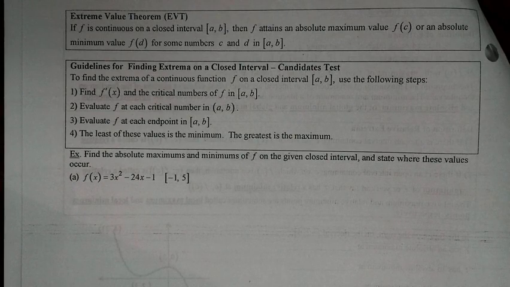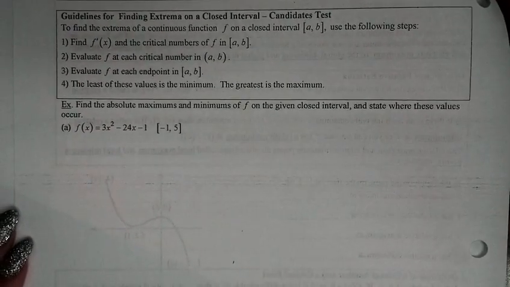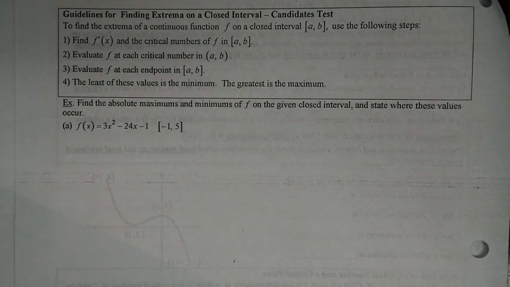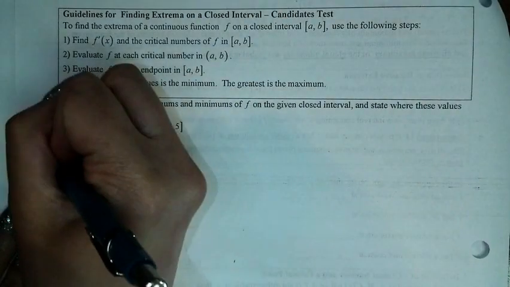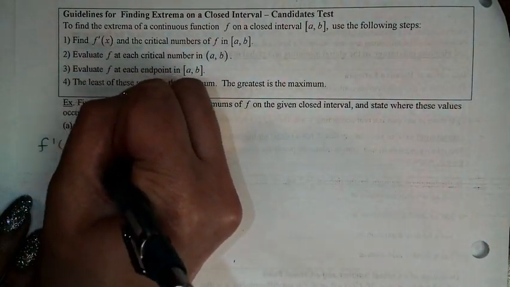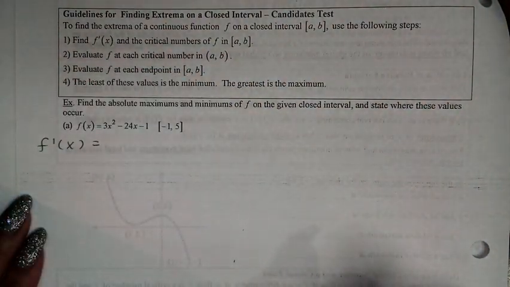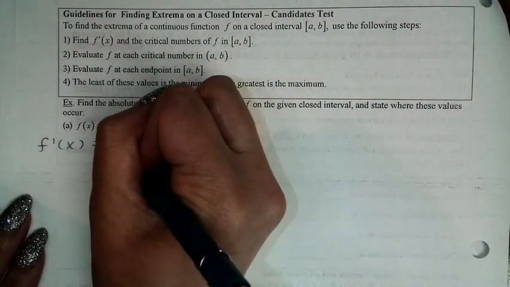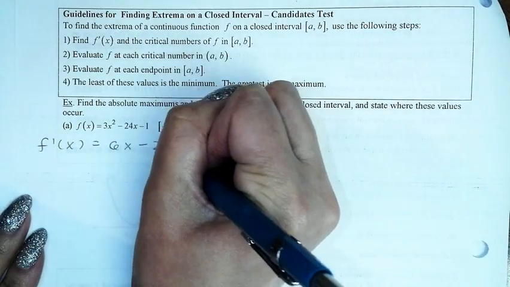So how does it look? Let's use some examples here so you can see that it's pretty user friendly. The first thing that you are going to do here, since they are asking to find the absolute max and min of f in the closed interval and state where these occur, is take the derivative of your function, 3x squared minus 24x minus 1, in the interval [-1, 5]. It's going to be 6x minus 24.